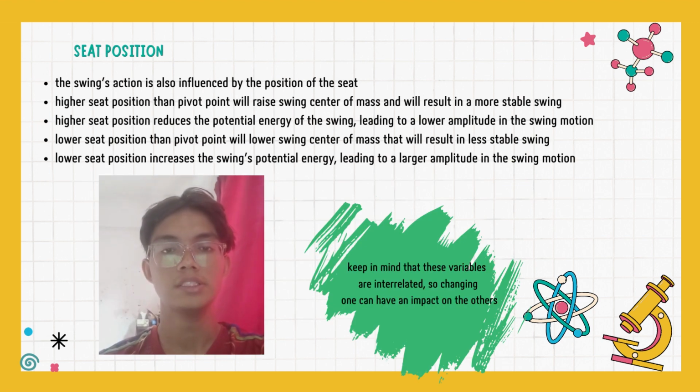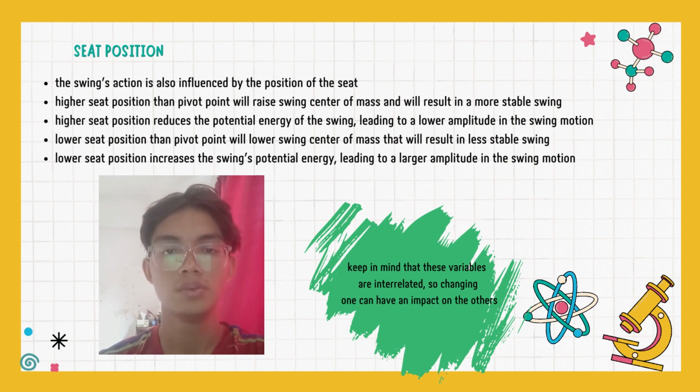Lastly, about the swing seat position. The swing action is also influenced by the position of the seat. A higher seat position than the pivot point will raise the swing center of mass and will result in a more stable swing. A higher seat position also reduces the potential energy of the swing, leading to a lower amplitude in the swing motion. However, it can increase the swing velocity and its overall speed.